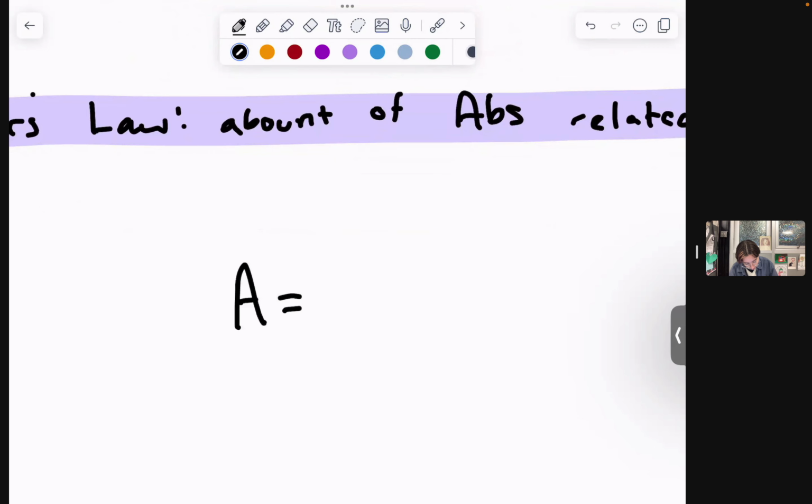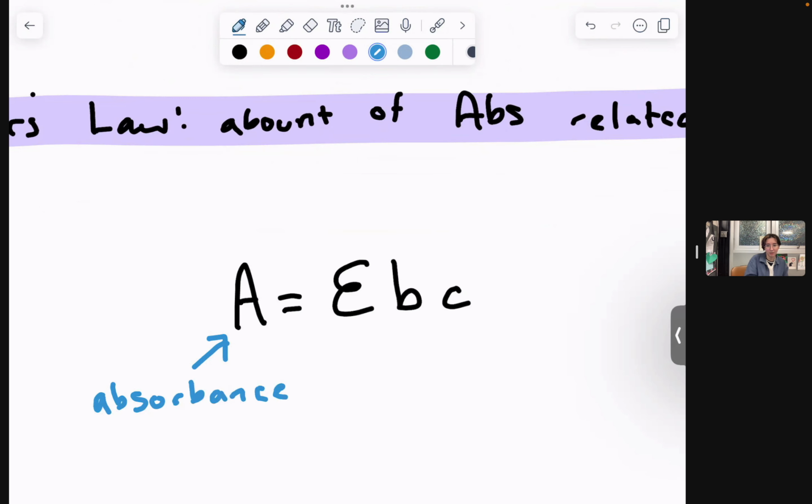A is equal to epsilon b c. A is absorbance. That is just a number that tells me how much of the light at that wavelength got absorbed. Again, I'll show the experimental setup with the actual lab. There are no units on absorbance, which is strange, but it is true.